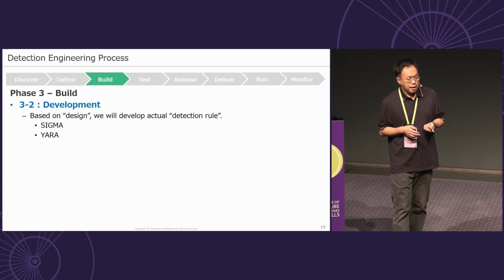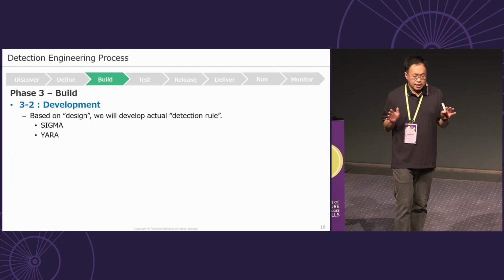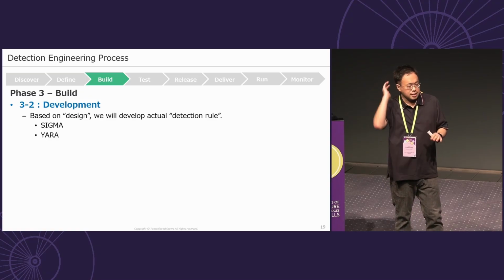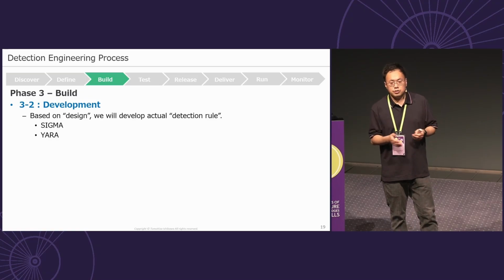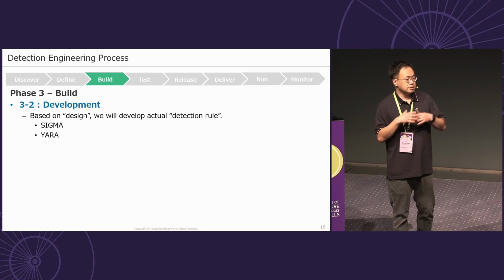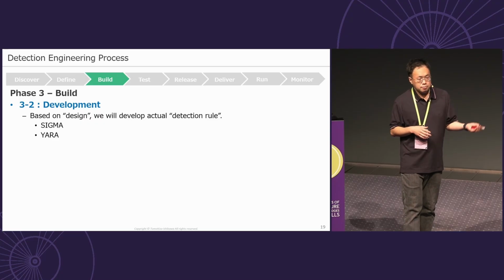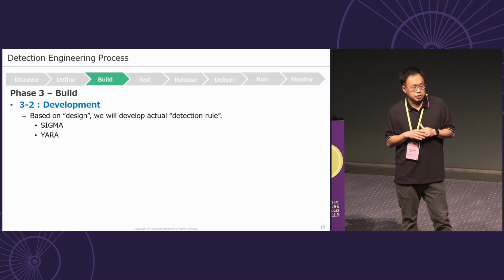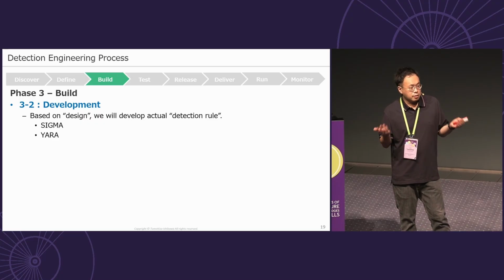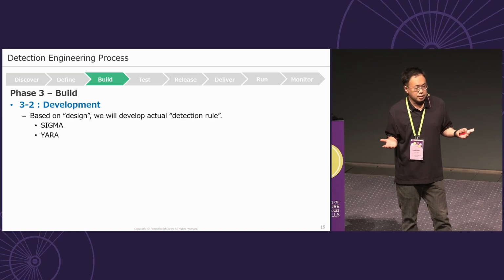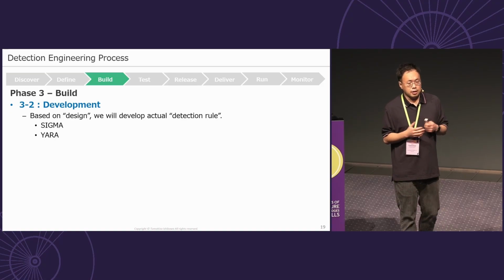Then, after doing the design, the actual implementation or development happens. Basically, we use Sigma, or sometimes Yara. If you use Splunk, SPL is one of the choices. If you use your preferred security telemetry, you can use that kind of code.